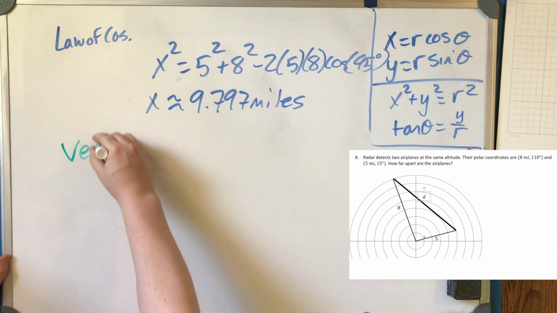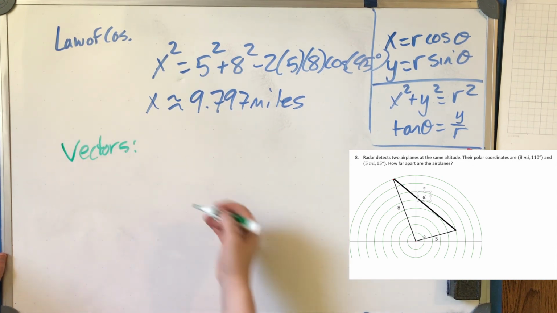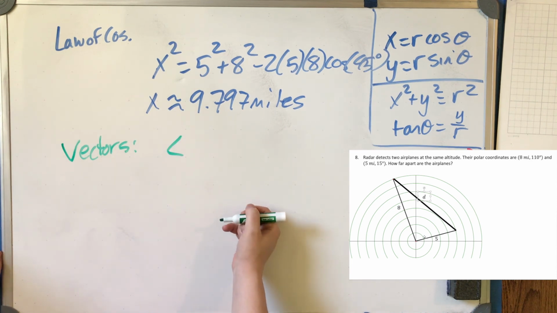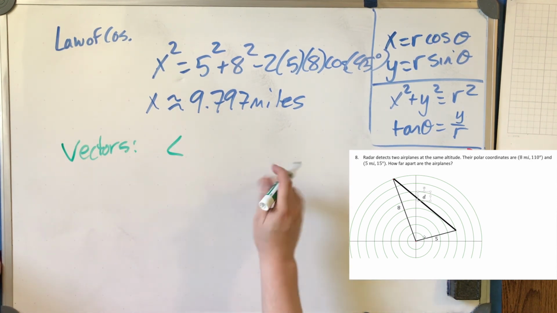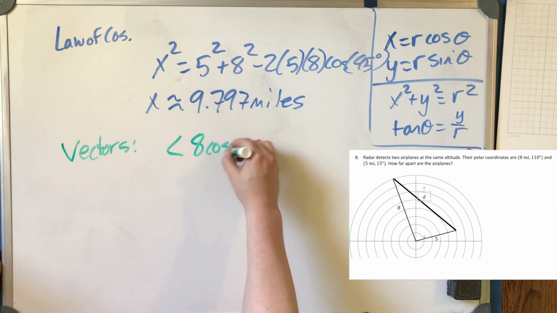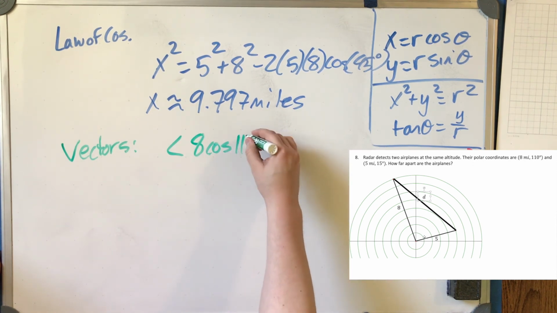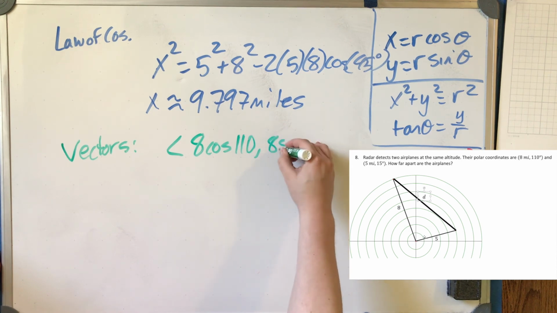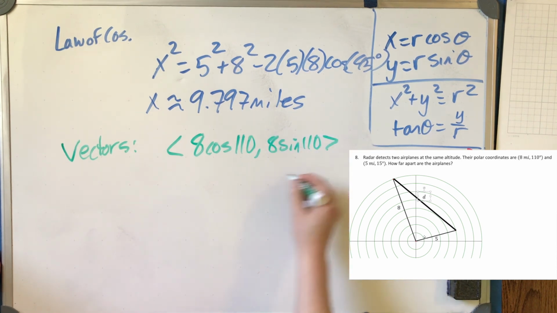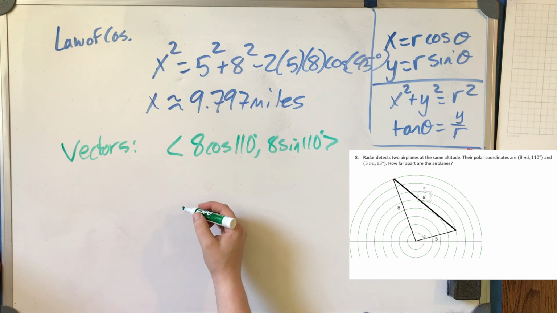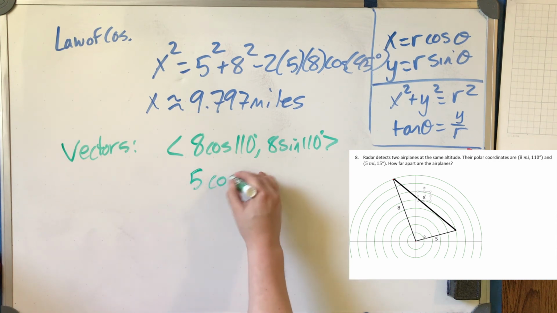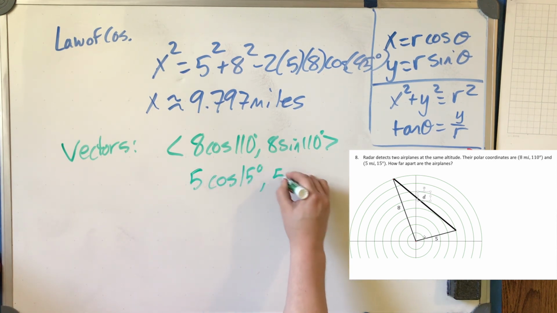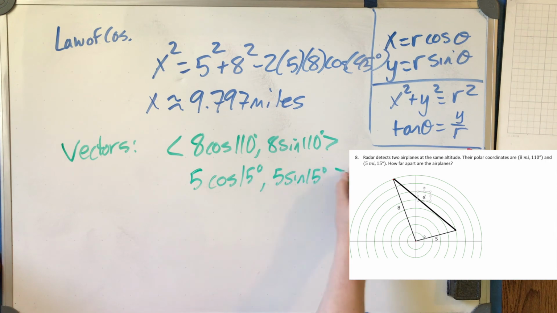We could also do this with vectors if we really wanted to. I don't necessarily think you should, probably. I think it's a little bit harder, but we could figure out that the vector of one of these planes is magnitude cosine theta, magnitude sine theta. We can say 8 cosine 110, and then 8 sine 110. Those are in degrees. And then the other one is at 5 and 15, so that's going to be 5 cosine 15 and 5 sine 15.